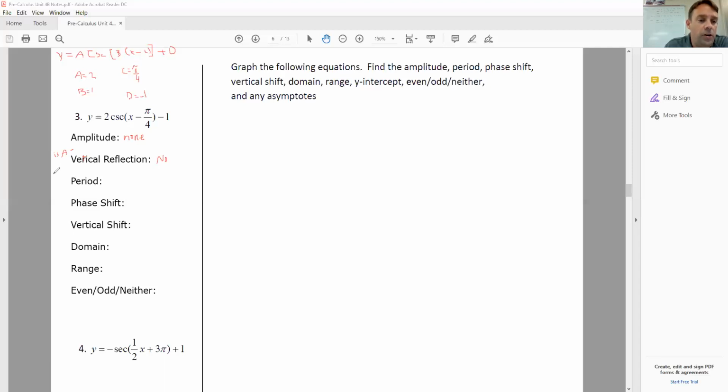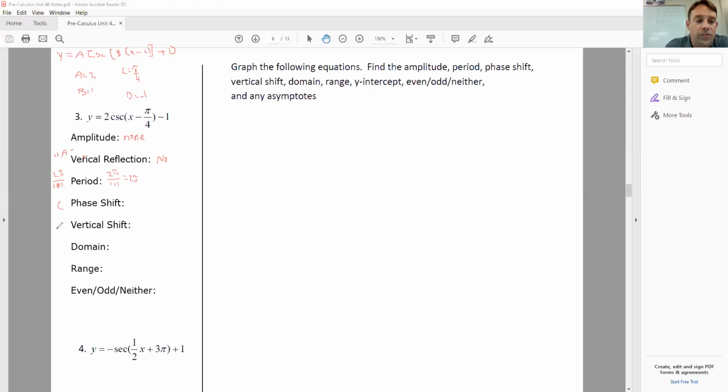My period is still going to be 2 pi divided by the absolute value of B. So just like we said, sine and cosine, these are pretty much the exact same thing, just a couple little modifications. So 2 pi divided by the absolute value of B. Well, my B value is 1. So 2 pi divided by the absolute value 1 is 2 pi.